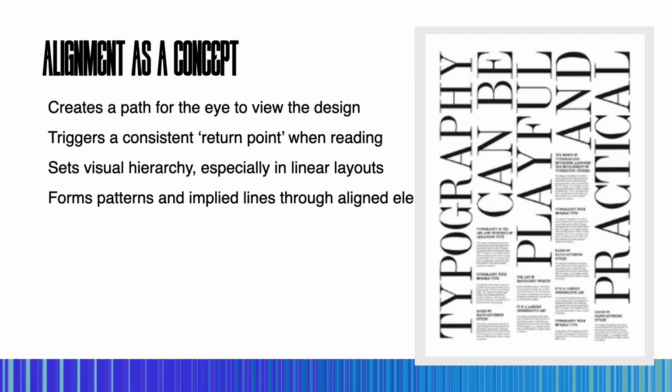Alignment sets visual hierarchy, especially in linear layouts. We just said that. But it also forms patterns and implied lines throughout aligned elements. And I apologize for the part that's removed there. But implied lines through aligned elements, and we'll talk about that through this lecture. You're going to be creating patterns. You're going to be creating implied lines, so that they're not actual physical lines that you might see on the design.